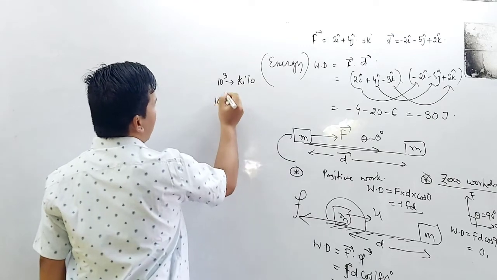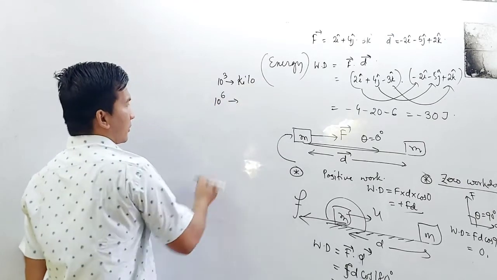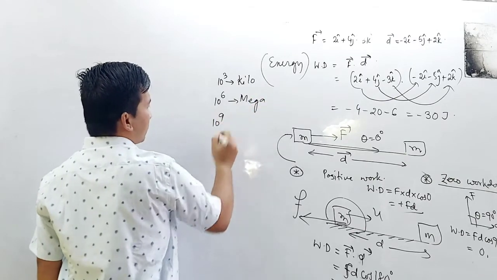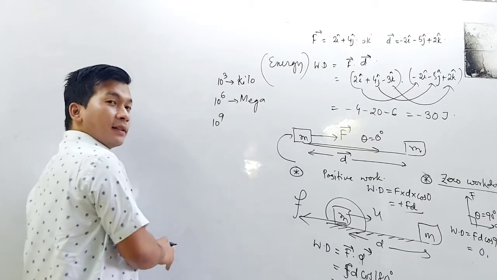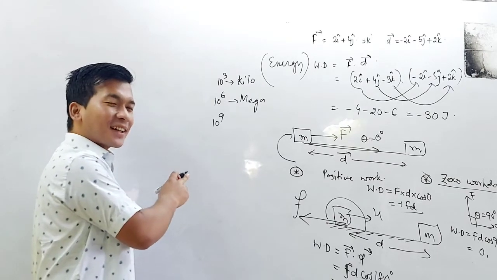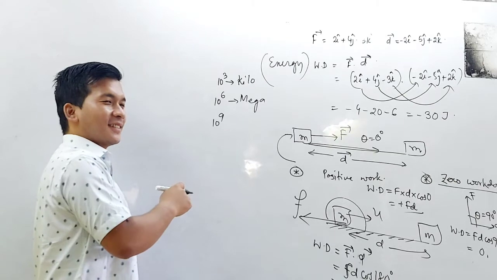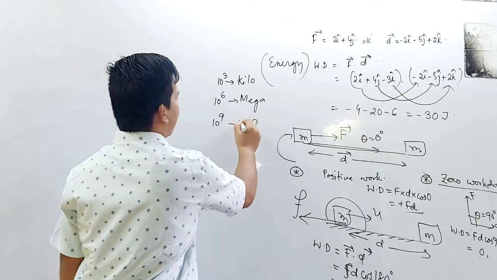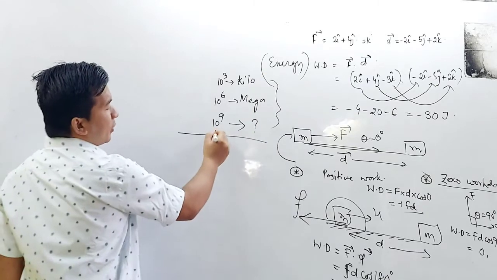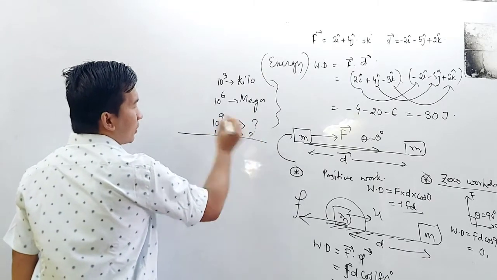10 to the power 6 will be known as mega. 10 to the power 9 will be known as giga. 10 to the power 10 is not used.